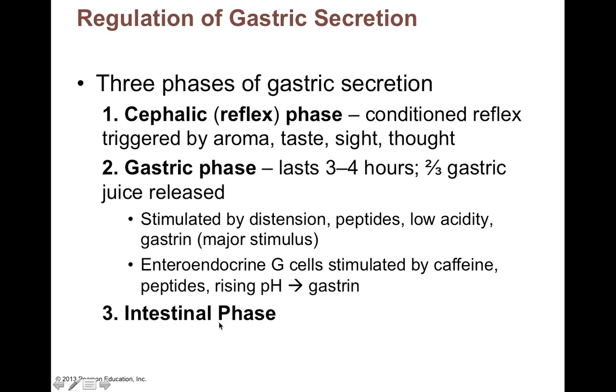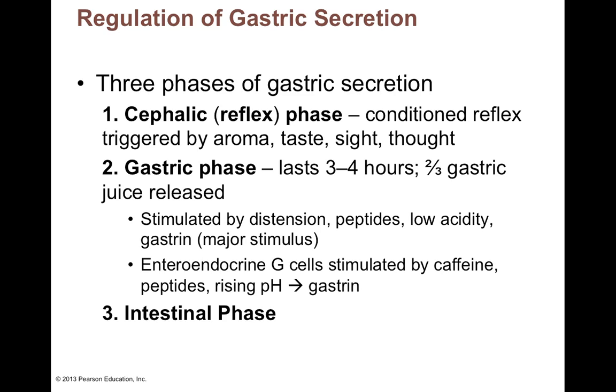Then we have something called the intestinal phase. The intestinal phase begins when partially digested stomach contents, which we call chyme, enter the small intestine. And what happens in the intestinal phase, you guys, is you actually inhibit the stomach temporarily. So you prevent the stomach from secreting more acid and enzymes, and it slows down those muscular waves, and it gives your small intestine time to really digest and process that material to be absorbed, right?